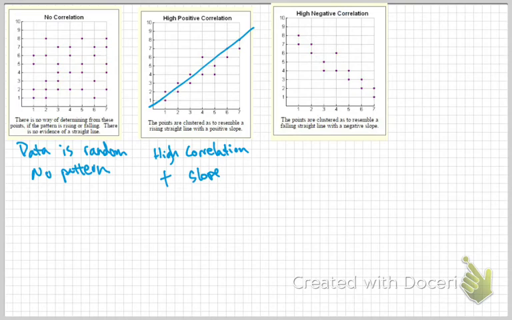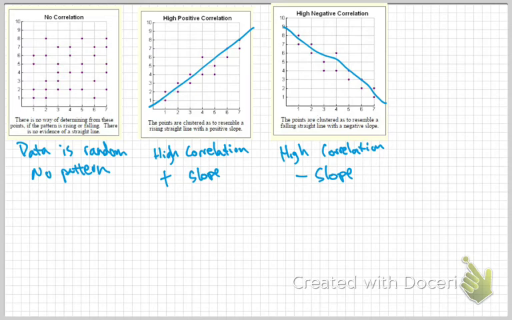We could also look at a negative correlation, and this one would be a high correlation, and for similar reasons. It has a negative slope, but all of the points of data that are on this data set are relatively close to that line that we've created.